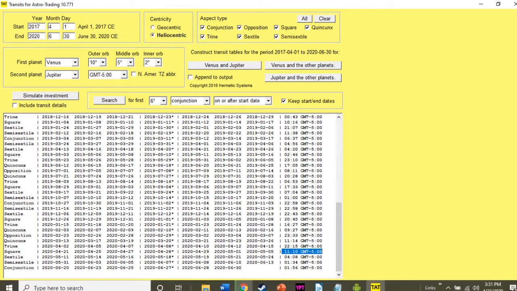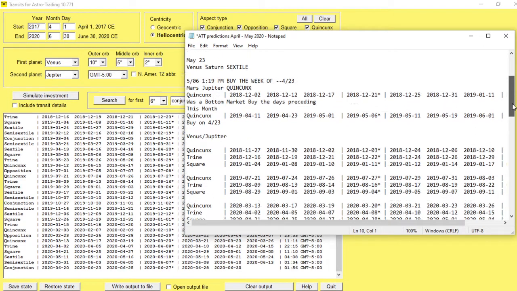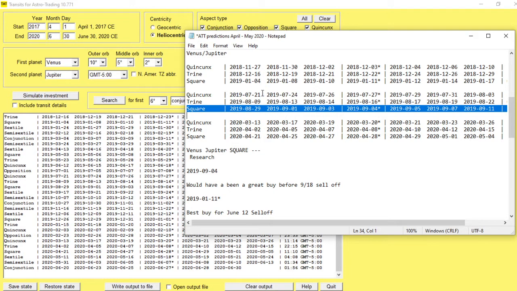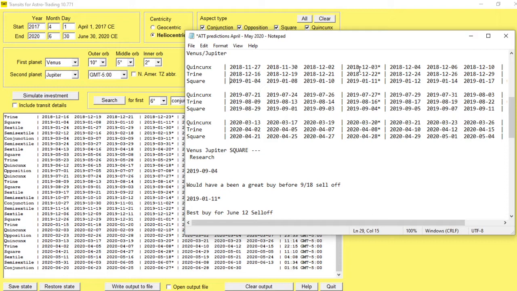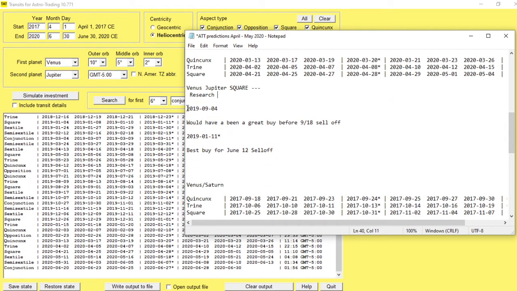Okay, you following me? Look here at my notes for Venus, Jupiter. There have been multiple squares over the years, but these are particular times when this quincunx trine square pattern has happened. We're going to look at a couple of dates. We've got this time coming up, so we're going to look at what happened on September 4th, 2019, and January 11th, 2019.